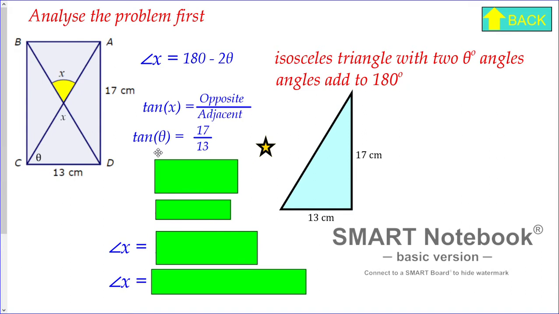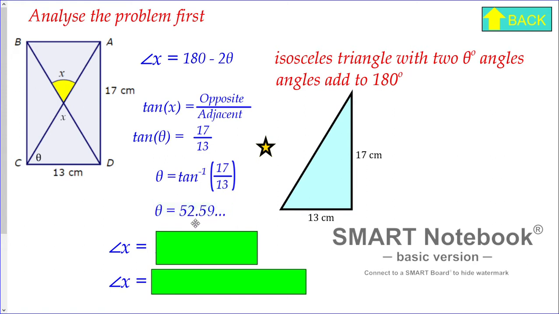Now to do the rearranging here, we have to do the inverse operation. The inverse of the function tan is tan inverse. On your calculator, it's the shift button along with tan. 17 divided by 13. Type that into your calculator and you should get 52.59 and so on. However, I'd leave that in the answer button, or I would simply use this value in my calculation for x, because you don't want to round until the very end of the question.